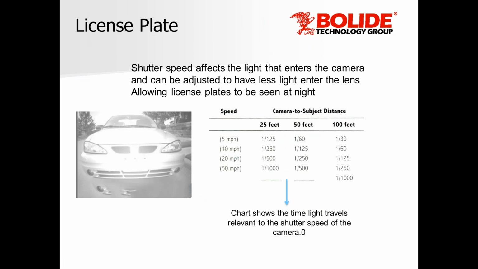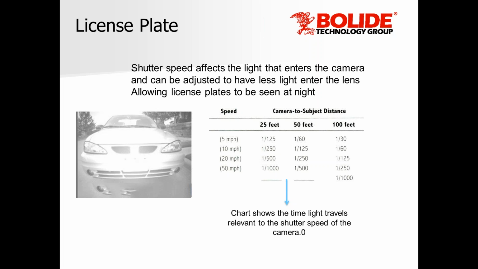And so here's that chart again, and you can see that the numbers pretty much match up with the settings on the camera inside the options. So when you want to capture a license plate, you have to consider two things: the speed of objects that you want to see and the distance of the camera from the license plate. And this chart shows you the shutter speed adjustment that you need to make to be able to see license plates at different distances.